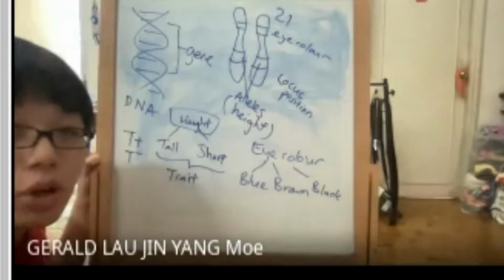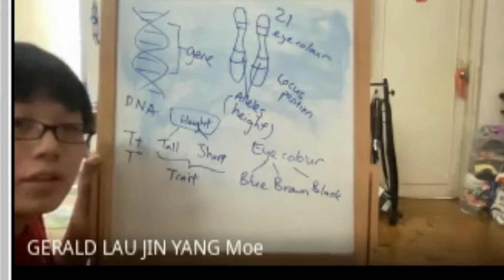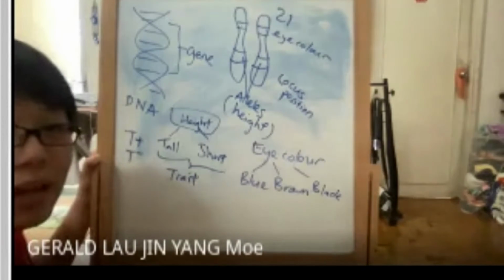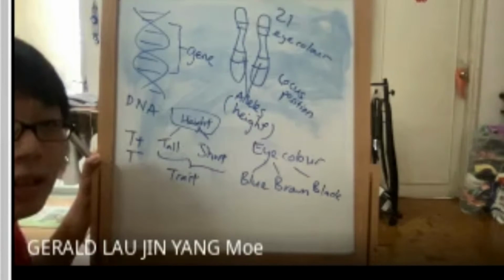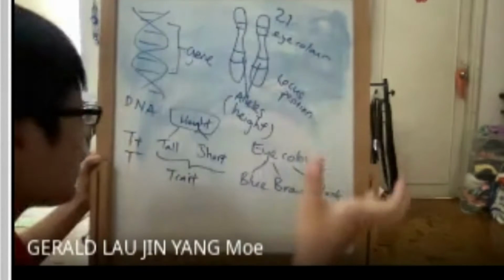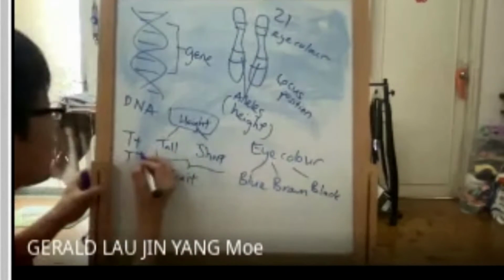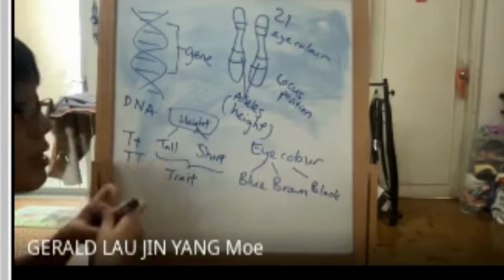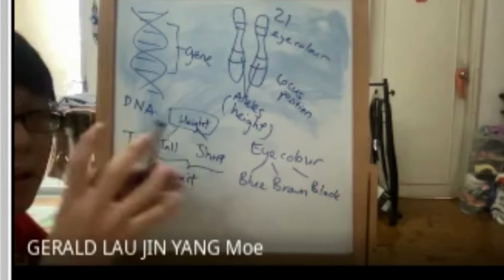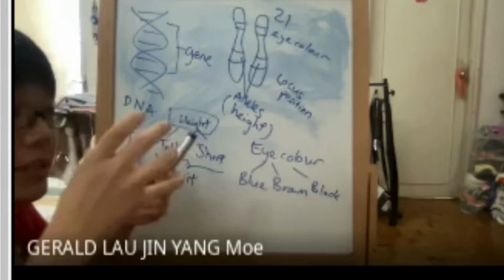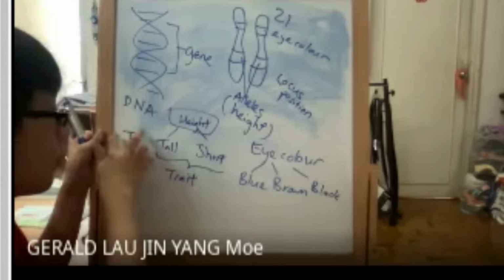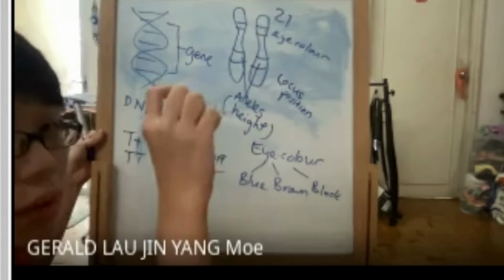Now, dominant allele and recessive allele. Now this is the fun part. Dominant allele means the allele that is dominant. Dominant means it is the stronger one, expressing the trait. So the dominant allele will always express itself if it is in the pair of alleles. And we use a capital letter to write the dominant allele.